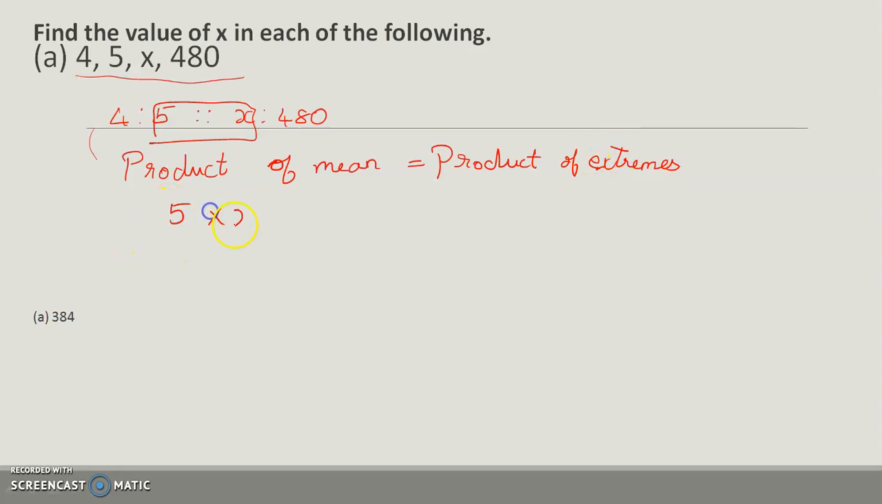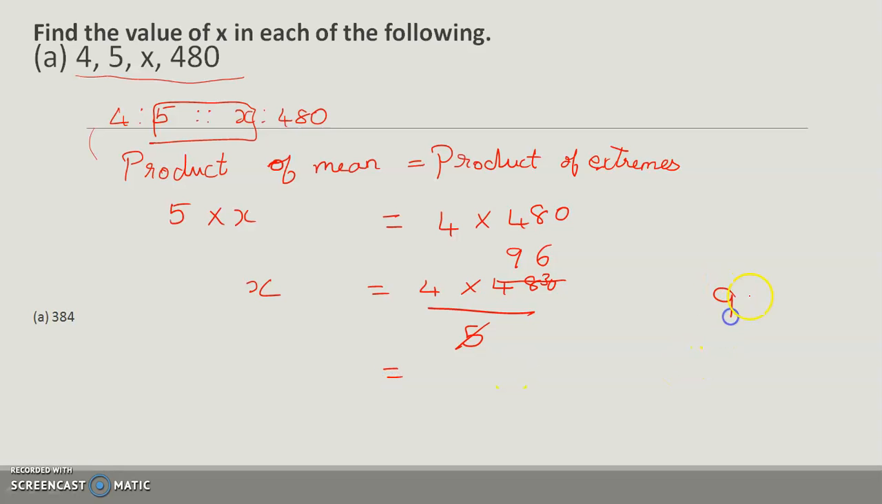5 into x. What about extremes? 4 into 480. What should I find? x. Where will this 5 go? It comes to the denominator. Now cancel it. 9 5s are 45. Carry 3. 6 5s are 30.